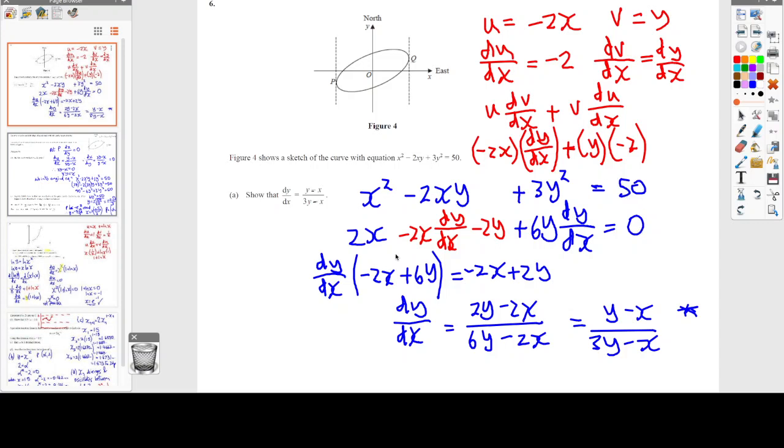0. Right, we then factorize and take everything with dy dx's, we'll keep them on the left and take anything without dy dx's over to the right, divide by the bracket and simplify, and we get what we needed.